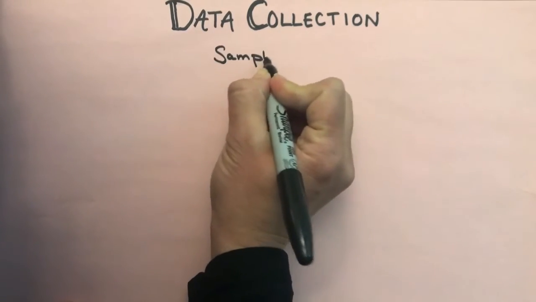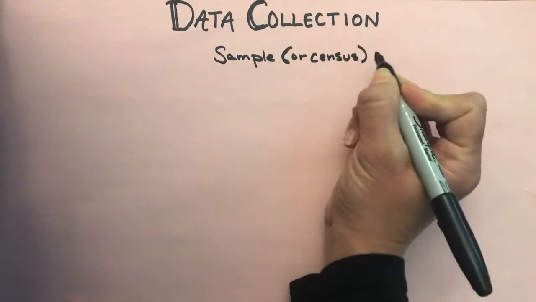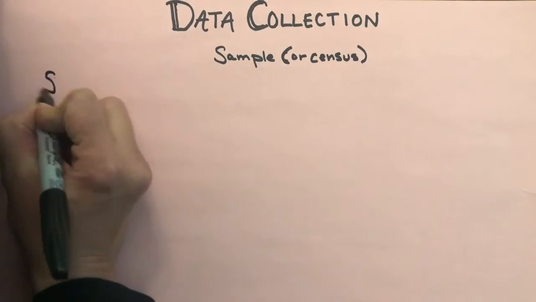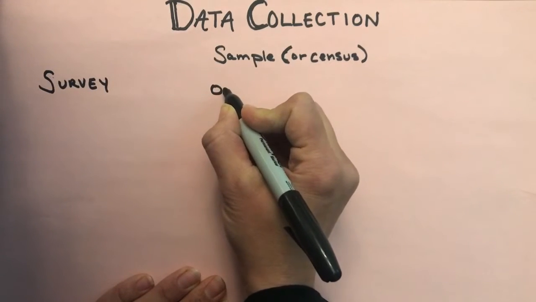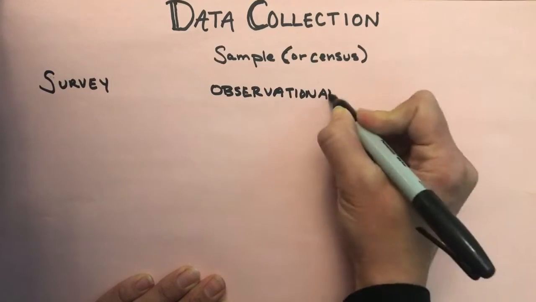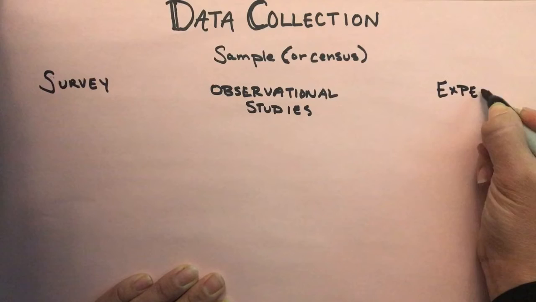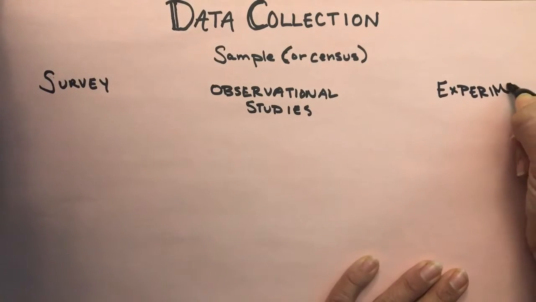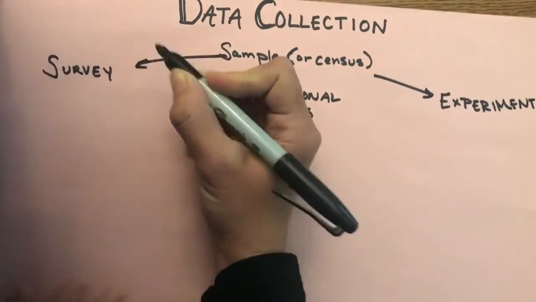Let's reflect on Chapter 4 in 5 minutes or less. So if we want to collect data, we're going to take a sample or a census. So we can either give a survey or an observational study where we would just sit somewhere at a table and just observe people as they walk by, or we could actually do an experiment where we would have a treatment that we would put on the subjects.